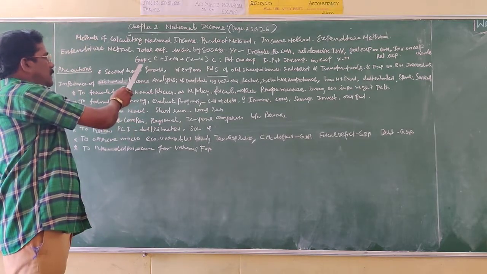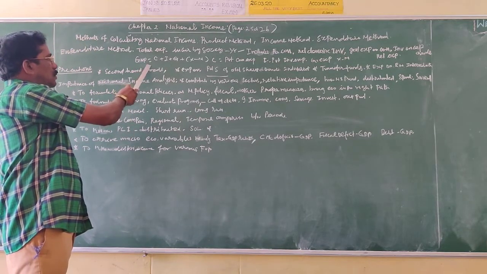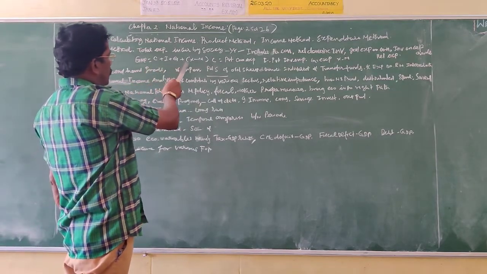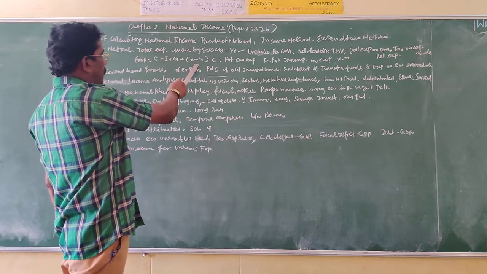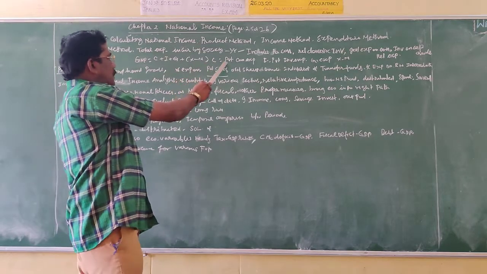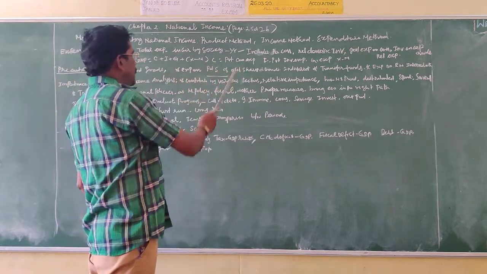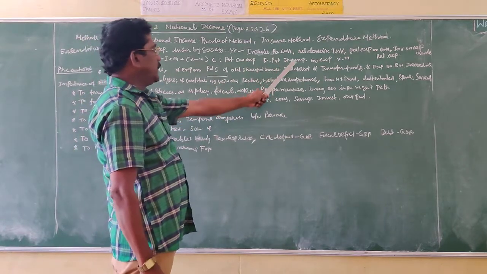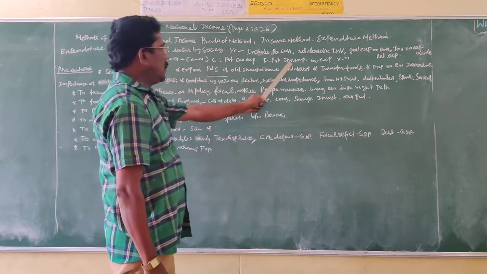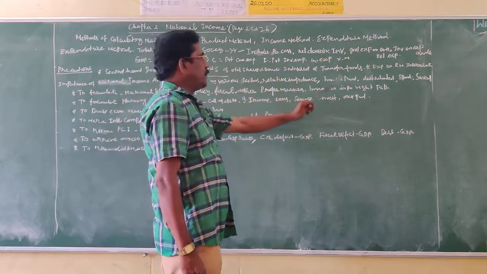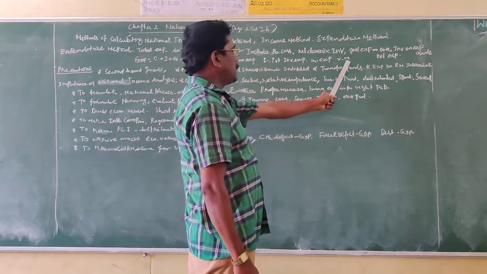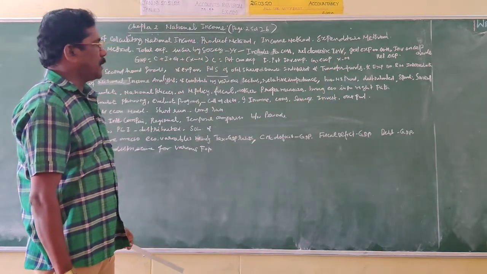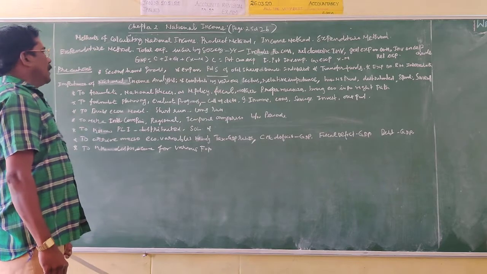The formula is GNP equal to C plus I plus G plus X minus M. Here C denotes the private consumption expenditure. I refers to private investment expenditure. G equals government expenditure. X minus M means the net exports, the difference between the total amount of exports and the imports.